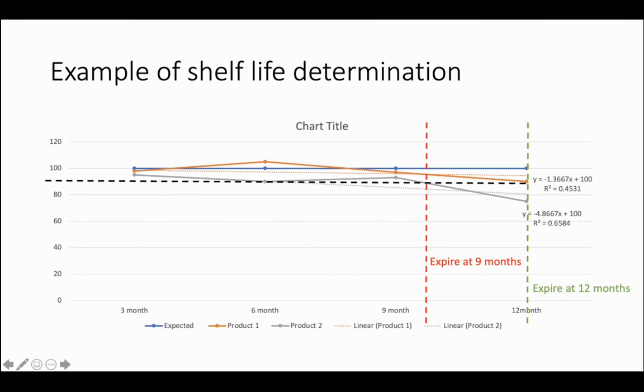But for product 2, at 9 months, the concentration of the drug in the product started to reduce significantly until it reached less than 80%. So from here, you can say that the expiry for product 2 is at 9 months, while the expiry for product 1 is at 12 months.